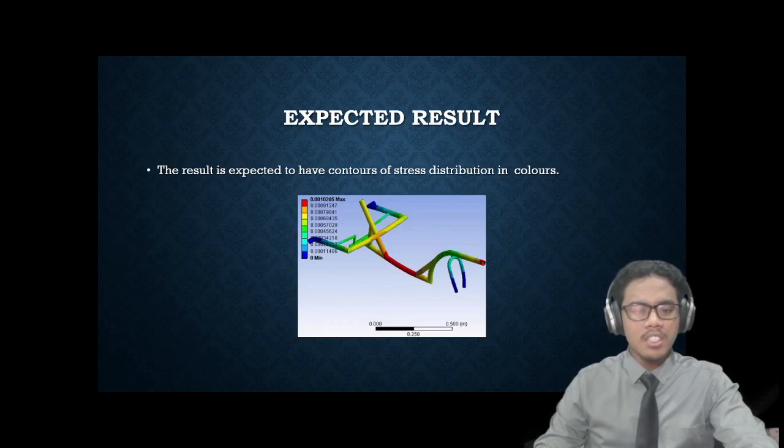Okay, the expected result of this project is the output of the analysis, which is to have the contours of stress distribution in color labels on the frame model. The location of the critical stress of the frame model is highlighted with more intense colors such as orange and red.